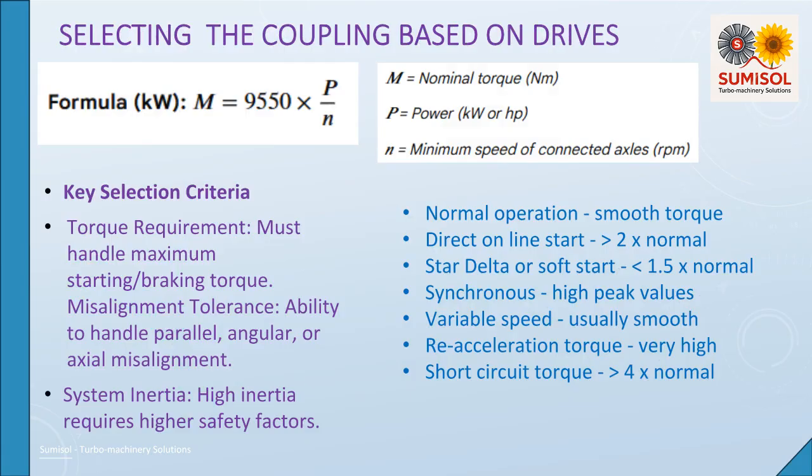Transmission coupling calculation is a multi-step procedure centered on determining the design torque to ensure the coupling can handle both steady-state loads and operational spikes. Calculate the torque applied to the coupling based on the driver power and operating speed. Then select a safety factor, the service factor, based on the application type, including factors for shock loads, driving machine type, and duty cycle. After this, multiply the nominal torque by the service factor to get the required design torque.